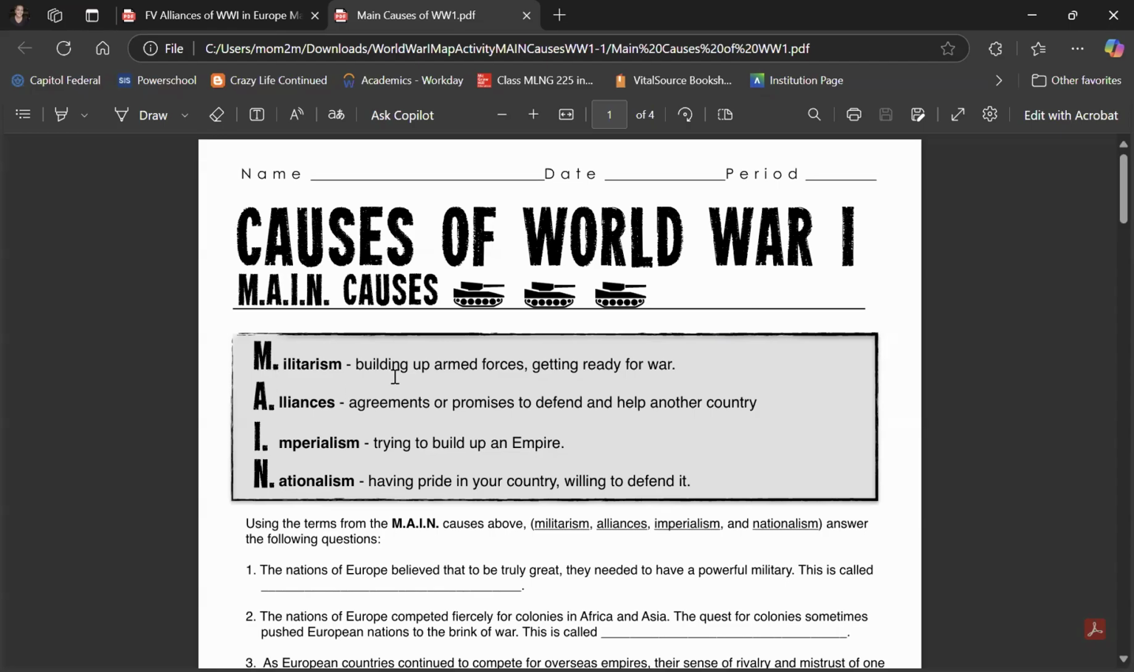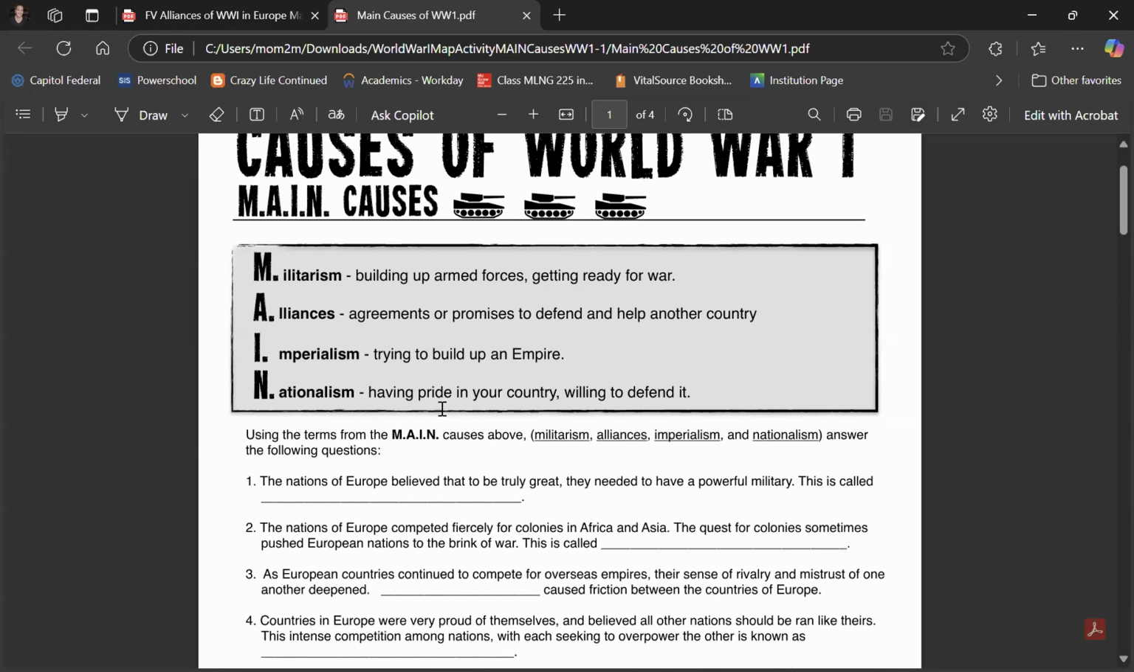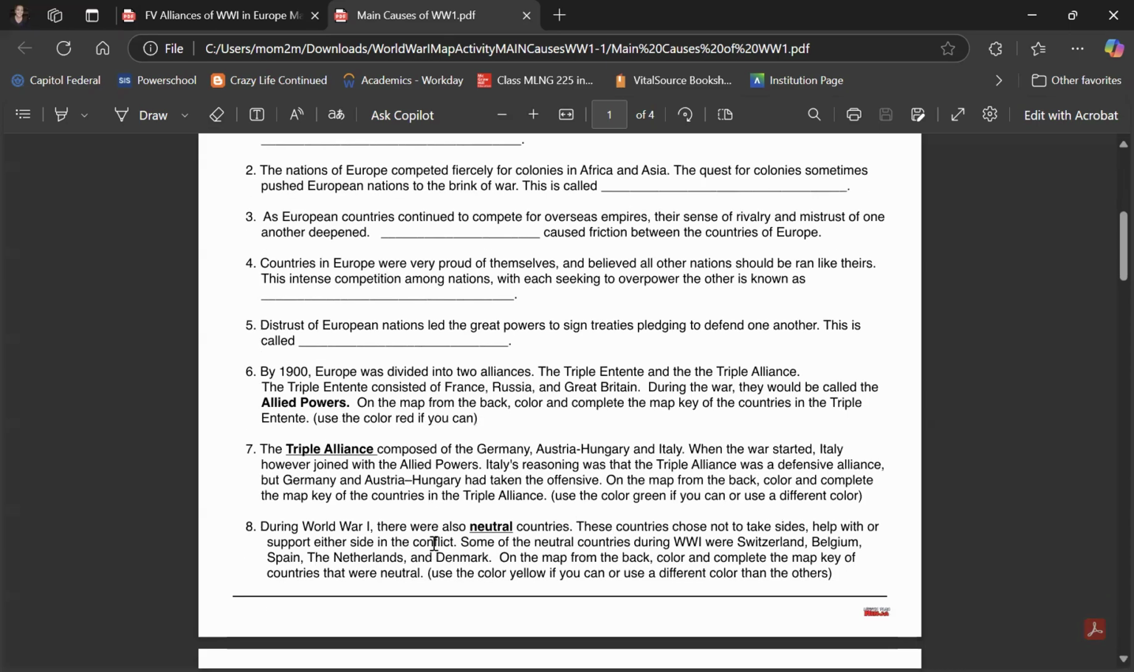Militarism builds up armed forces, getting ready for war. Alliances, agreements, or promises to defend and help another country. Those you have alliances with your allies. Imperialism, trying to build up an empire. Nationalism, having pride in your country and being willing to defend it. So you're going to use the terms above to fill in the worksheet below.